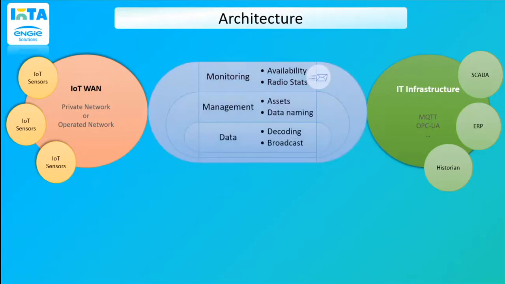As we saw on the previous slide, IOTA brings monitoring features on availability and radio quality. It lets you manage assets, sensors, gateways, and data naming. And of course, IOTA decodes data and broadcasts it to your existing system.